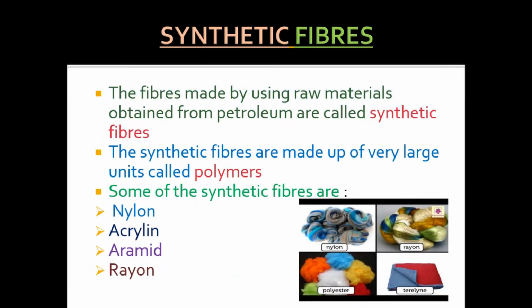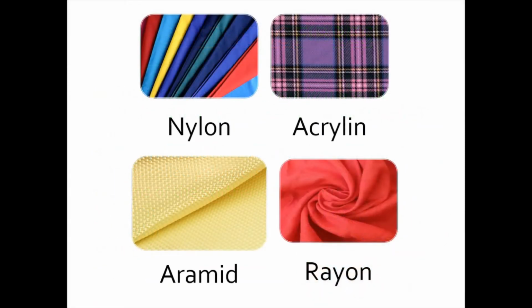What are actually synthetic fibers? The fibers made by using raw materials obtained from petroleum are called synthetic fibers. The synthetic fibers are made up of very large units called polymers. Some examples of synthetic fibers are nylon, acrylic, aramid, and rayon. As you can see in the picture, these are the synthetic fibers: nylon, acrylic, aramid and rayon.